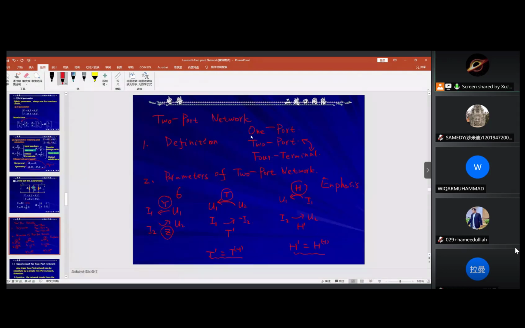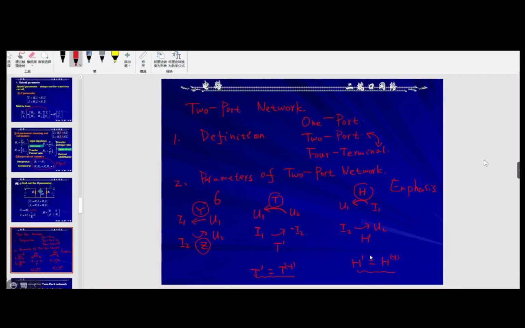We discussed the one-port and two-port network difference, and the two-port network and four-port network difference. And then we discussed the parameters of the two-port network. There are a total of 6 parameters for the two-port network: Y, Z, T, T sharp, H, H sharp. But we discussed only 4: Y, Z, T, and H, because T sharp is the inverse of T, and H sharp is the inverse of H. The T means transmission. The H means hybrid.